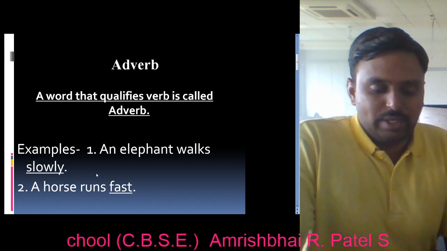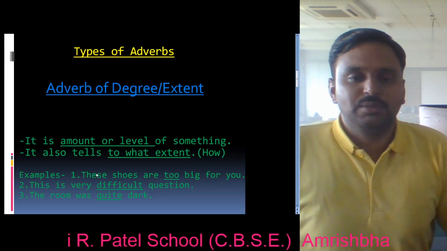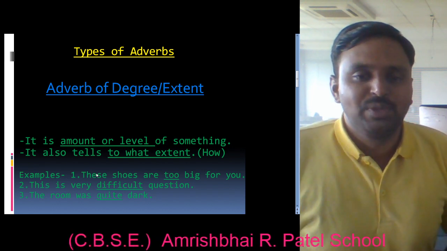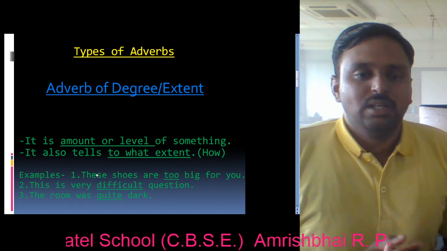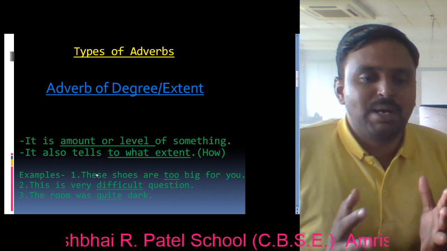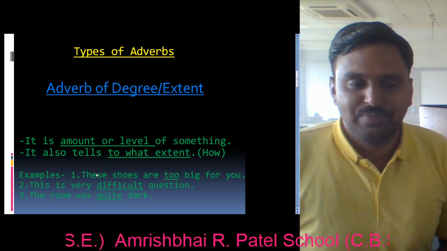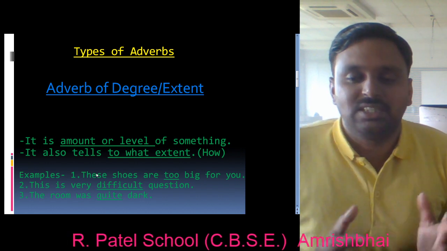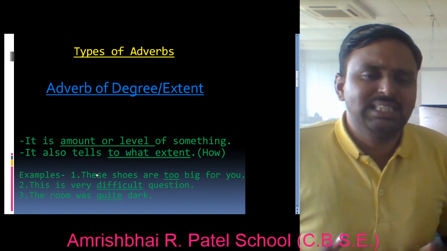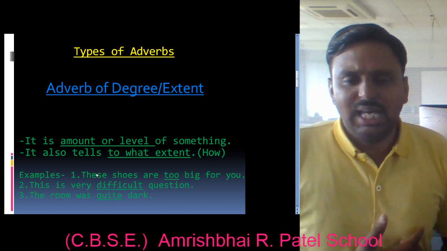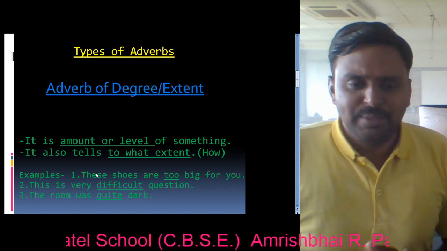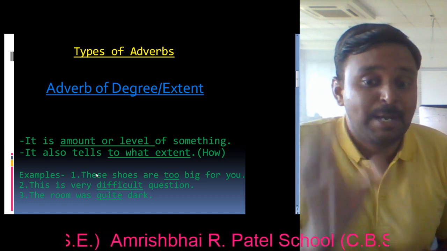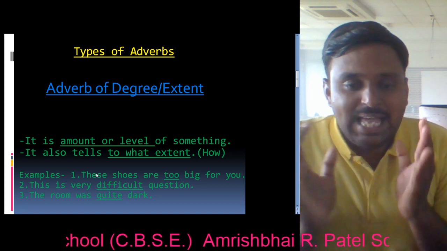Now let's go for our next point. Types of adverbs. Adverb of degree is the first type, or we also call it adverb of extent. It is a very simple type of adverb actually. It tells you a particular amount or level of the action. It also tells you to what extent the particular action has happened. Or you can also say how the action has happened. When you look at adverb of degree, just remember that it tells you how the particular action has happened or to what extent the action has happened.